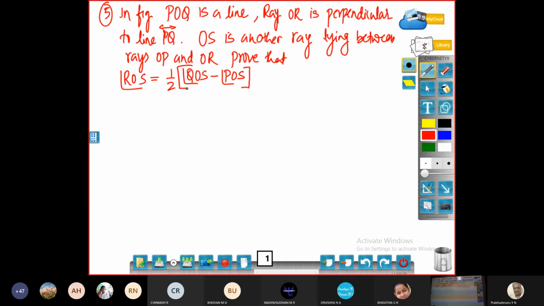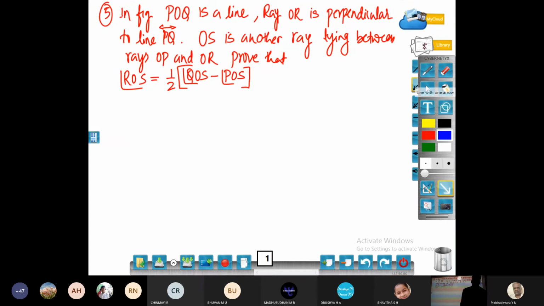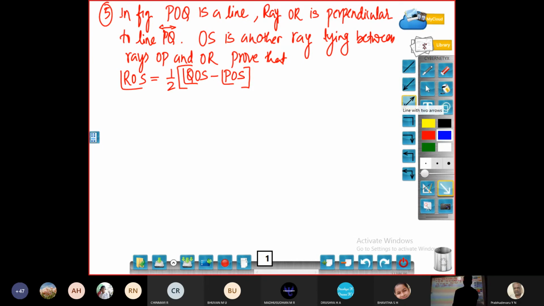So this is what you have to prove, and the diagram they have given here. On line PQ, it is clearly mentioned, it is a line. Then we have two rays.